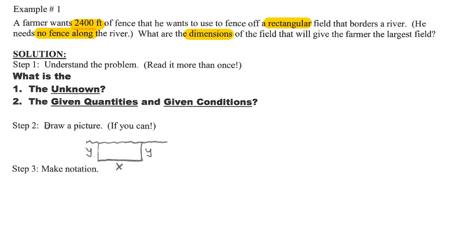Step 2 is to draw a picture. Sometimes it's hard to draw a picture, but in this case we can. Here's my river, and a fence is being built in a rectangular fashion on the river.